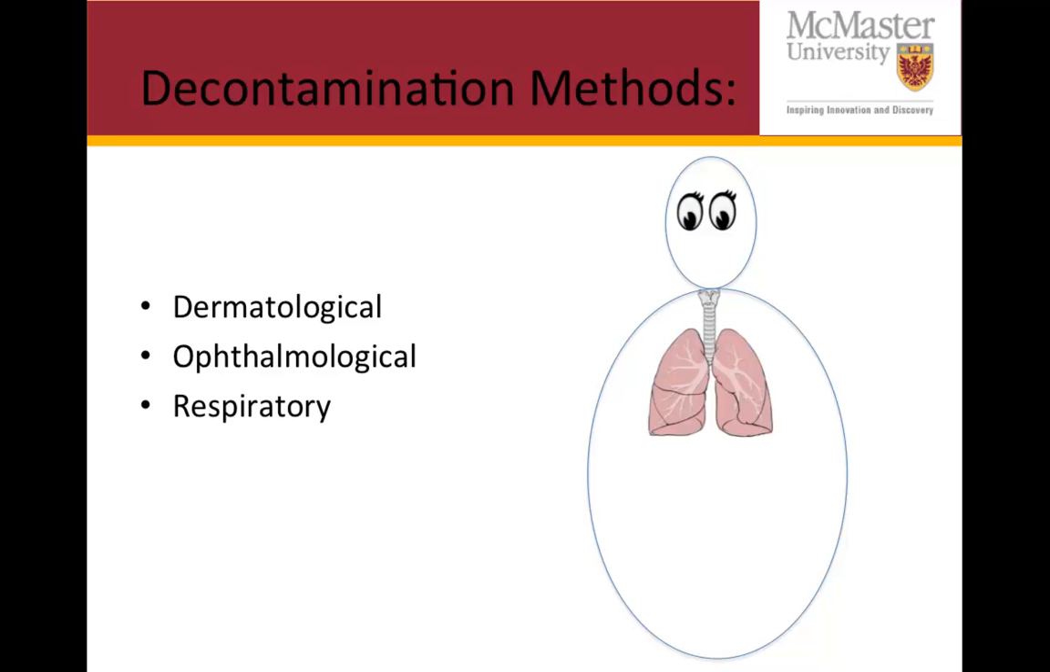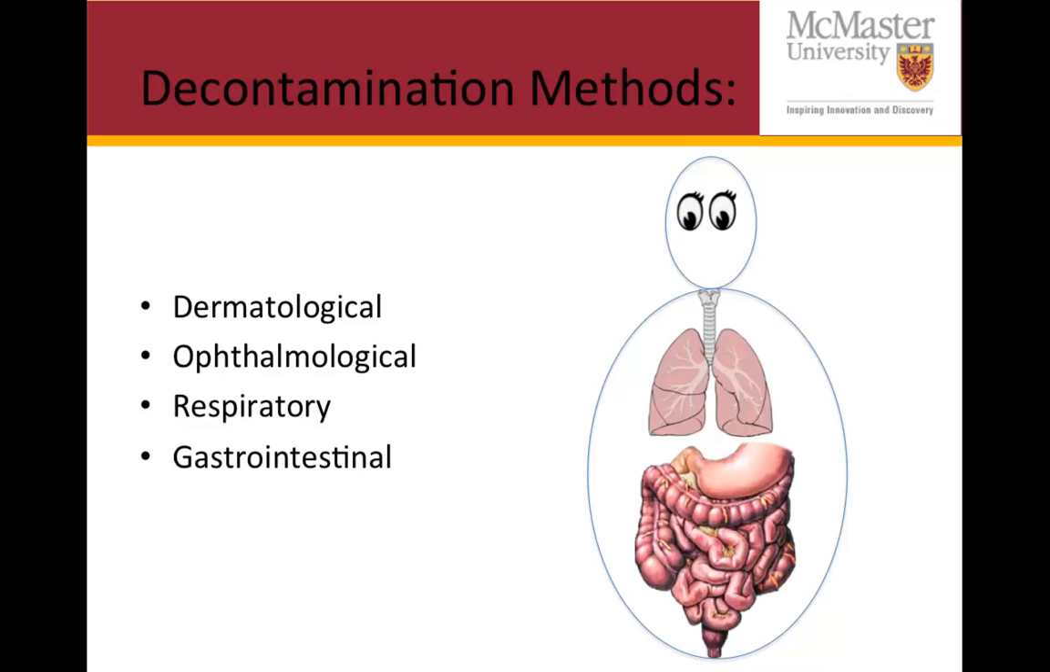Going a bit lower, you can see that the respiratory system can be decontaminated as well. Finally, to the bottom and most common system of decontamination, the gastrointestinal tract. Starting from the stomach all the way to the small and large bowels can be a site of decontamination. Now let's talk about each system briefly.